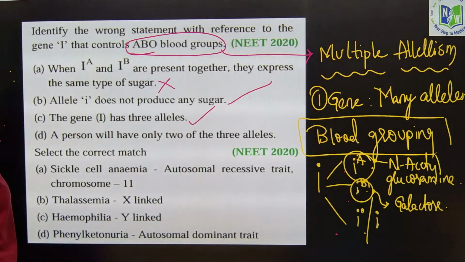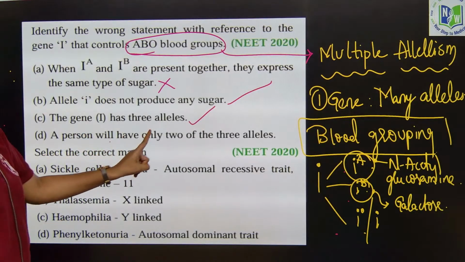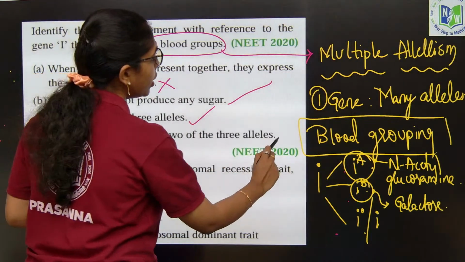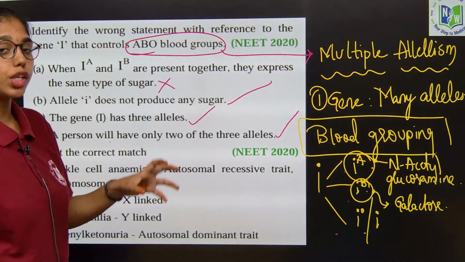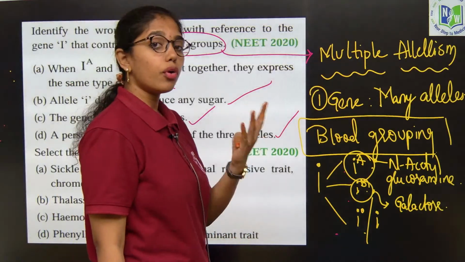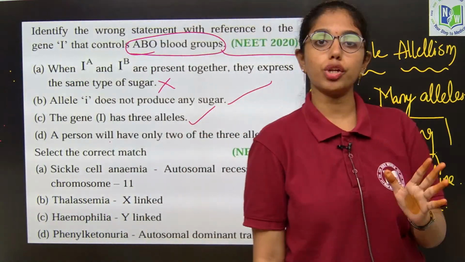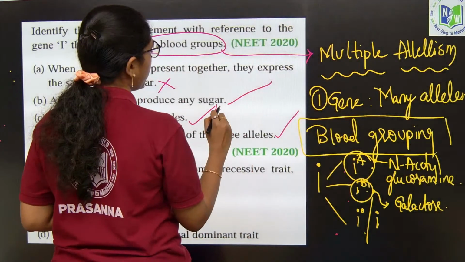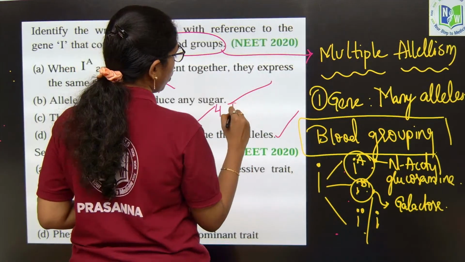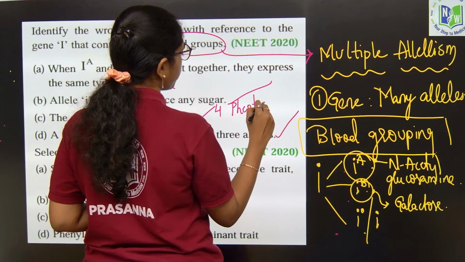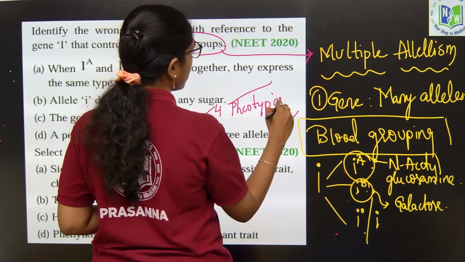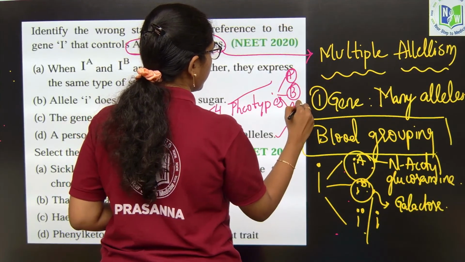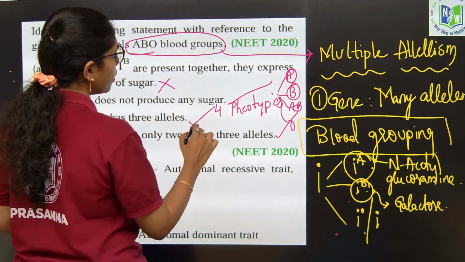This has three alleles, and a person will have only two of the three alleles, yes. As such, in that combination we have 4 phenotypes and 6 genotypes. Remember, for ABO blood grouping we have 4 phenotypes. What are the 4 phenotypes? A blood group, B, AB and O, and we have 6 genotypes.